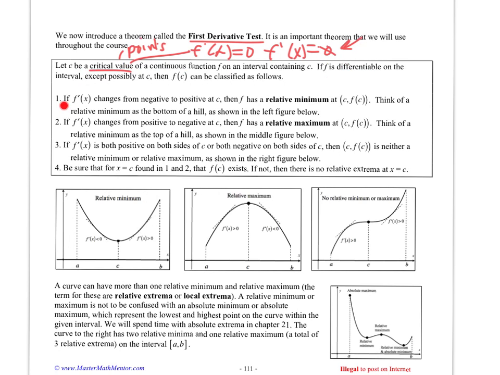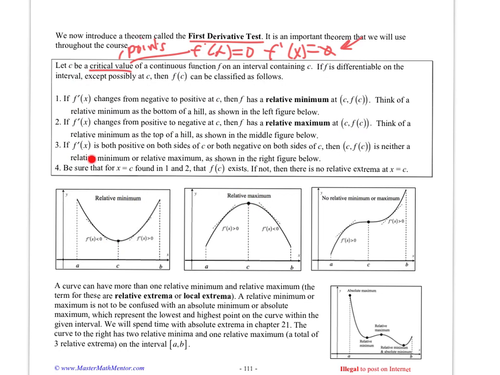All right. So if f prime of x changes from negative to positive at c, then f has a relative minimum at that point, at c, f of c. Relative minimum is like the bottom of a hill. If f prime of x changes from positive to negative, which means the function changes from increasing to decreasing, then there's a relative maximum at c, f of c.